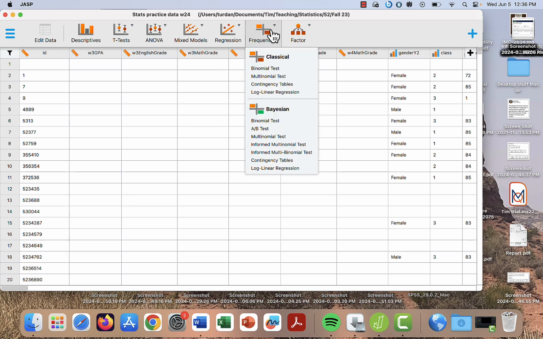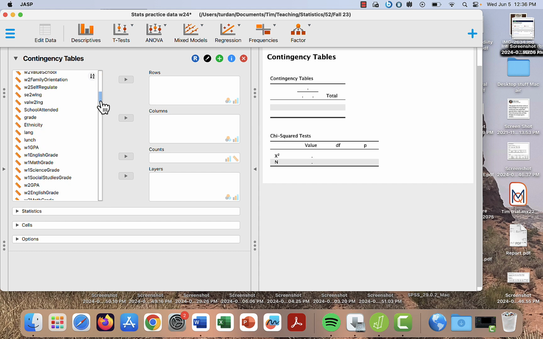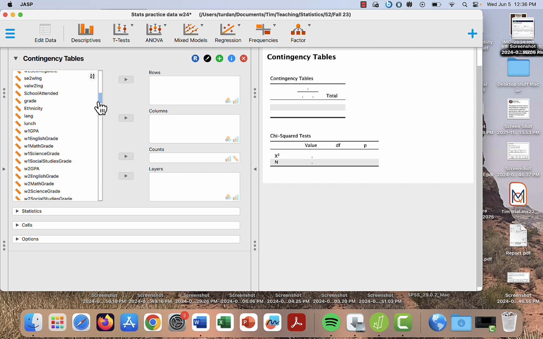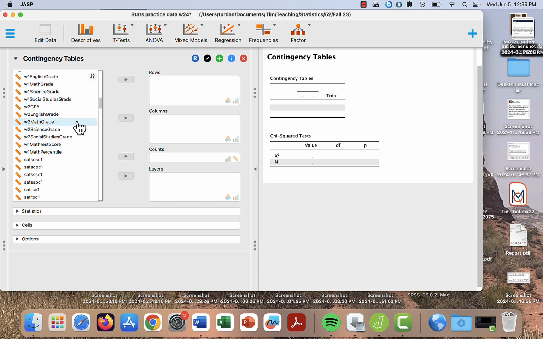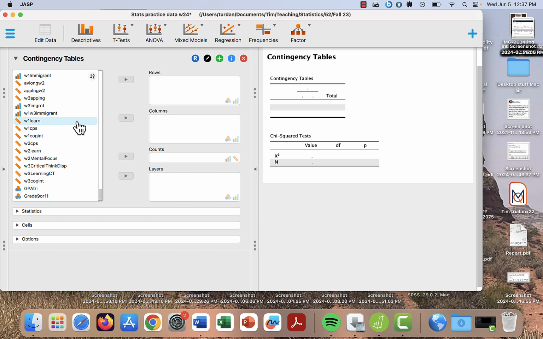And if you go to frequencies, you'll see contingency tables as one of the options under classical. So I hit that, and then I have to select one categorical variable for the rows and another categorical variable for the columns. So in this case, let's say I want to know whether, let me get my variables, where are they?